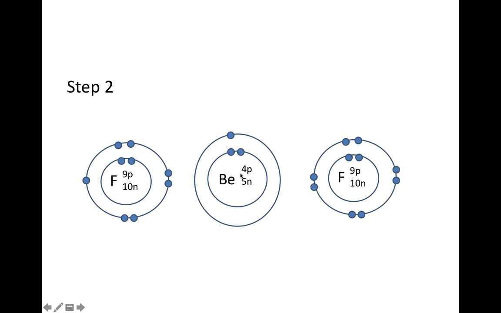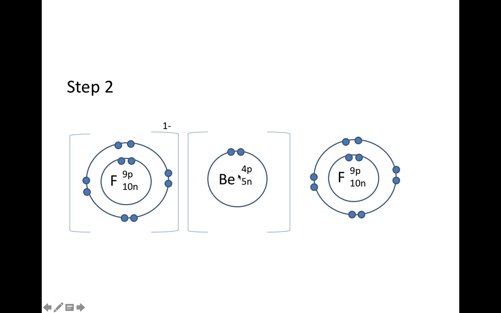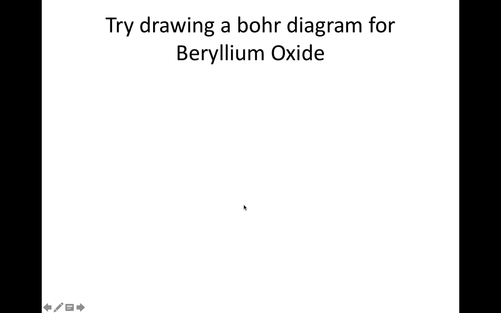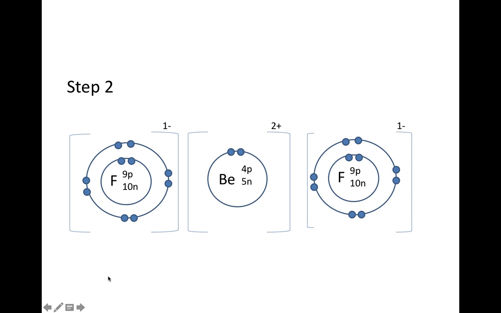So we erase it, draw it there, erase this one, draw it there, and then put brackets and the charge on each ion. Now notice here that there's 2 fluorines and 1 beryllium. So there's a ratio of 1 to 2, 1 metal to 2 nonmetals. So if we go back, the formula for this would be Be, which is the symbol for beryllium, and then F2 because there's 2 fluorines.